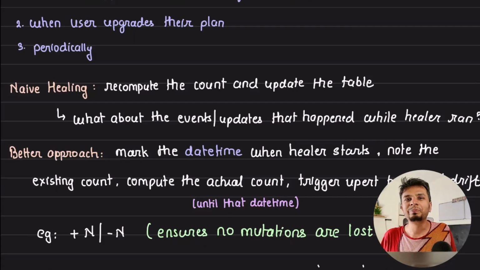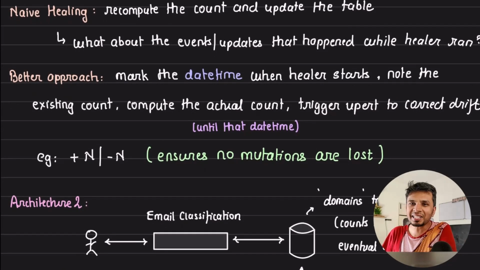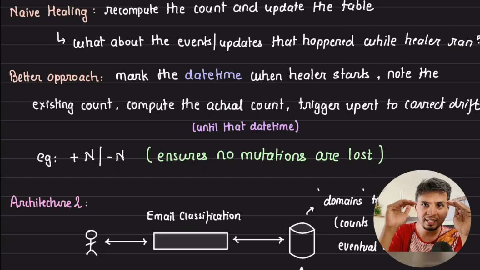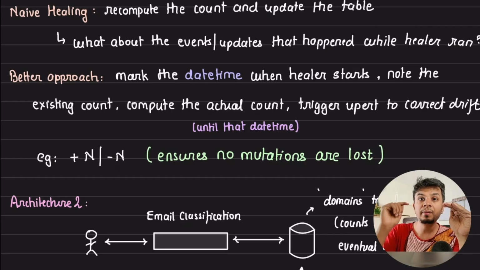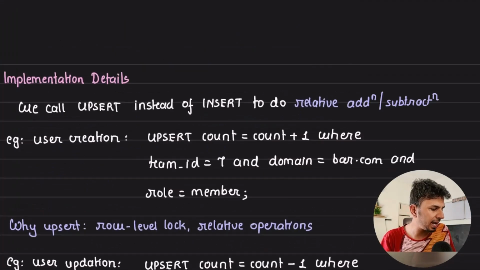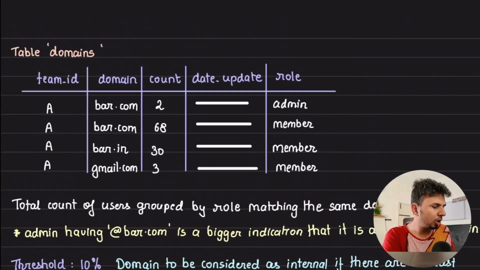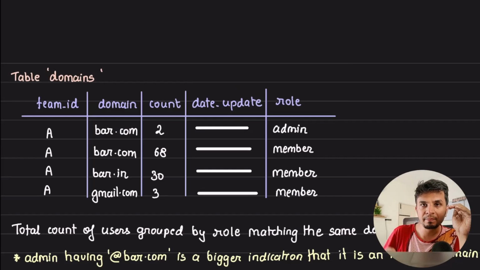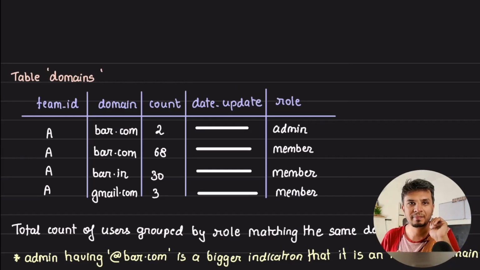In that case, the answer here is, again, the upsert operations play a very important role. When your healer starts, at that point in time, you keep track of the date time. This is the date time at which your healer started. Now, in the domains table that we had, there is a column called date updated. This is what would tell us that up until this time, this was the state of my database. Right? Now you keep track of this.